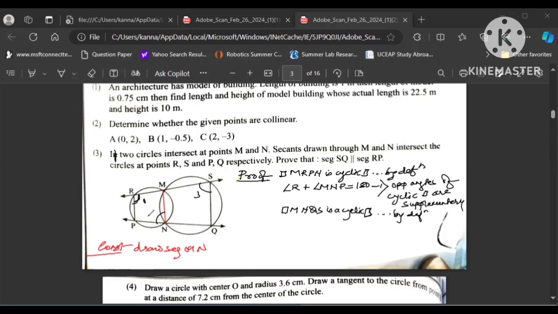Then, children, there is one more property. Exterior angle of a cyclic quadrilateral is equal to its interior opposite angle. This MNP is an exterior angle. It is equal to the interior opposite angle. So angle MNP is equal to angle S, children. This is my statement number 2. Exterior angle of a cyclic quadrilateral is equal to its interior opposite angle.